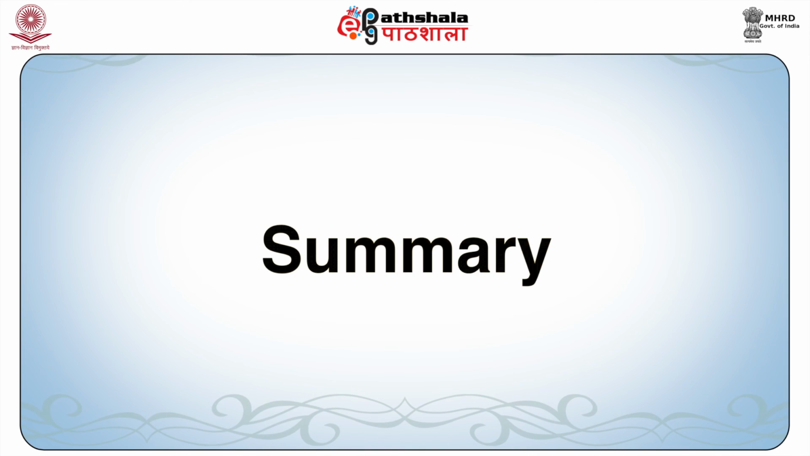Let us now summarize what we have learnt in this module. A matrix is a rectangular array of numbers. The numbers in the array are called entries. The size of a matrix is the pair of numbers, the number of rows and the number of columns. An array with m rows and n columns is referred to as a matrix. It is generally denoted by a capital letter like A, B and so on. The m rows and n columns, written as m cross n, is called the dimension of a matrix.